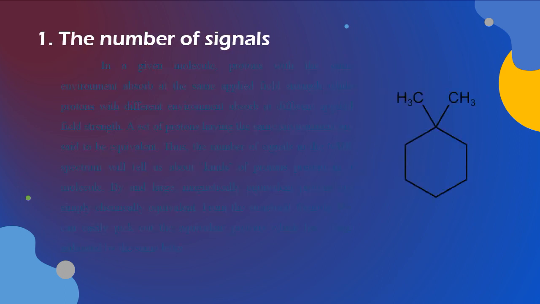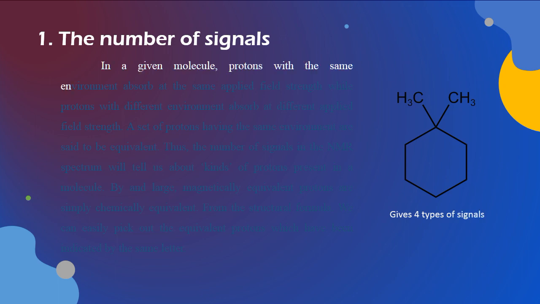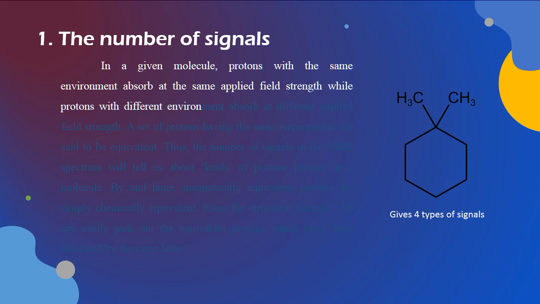Let's start with the first one, the number of signals. In a given molecule, protons with the same environment absorb at the same applied field strength, while protons with different environments absorb at different applied field strengths.